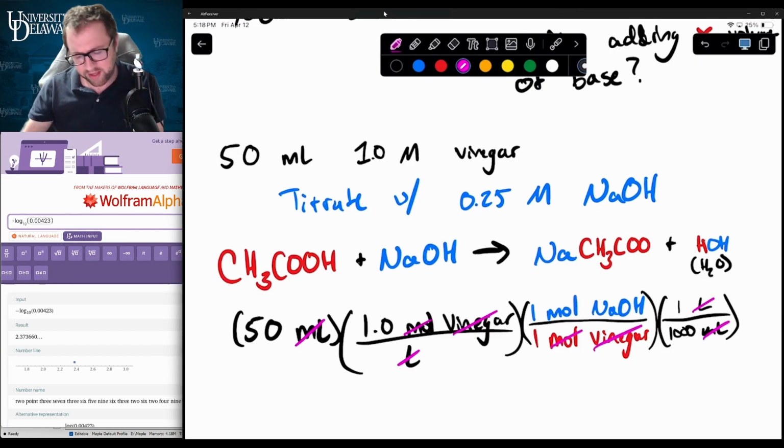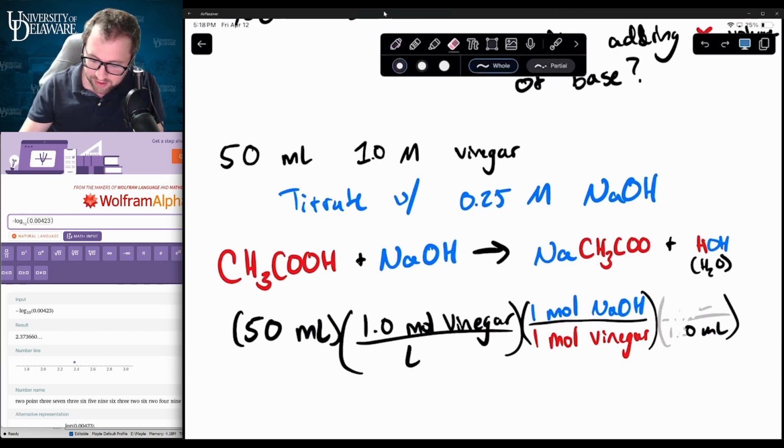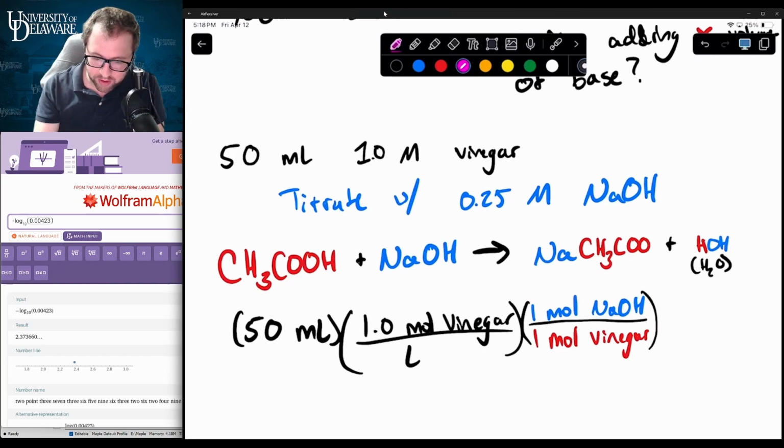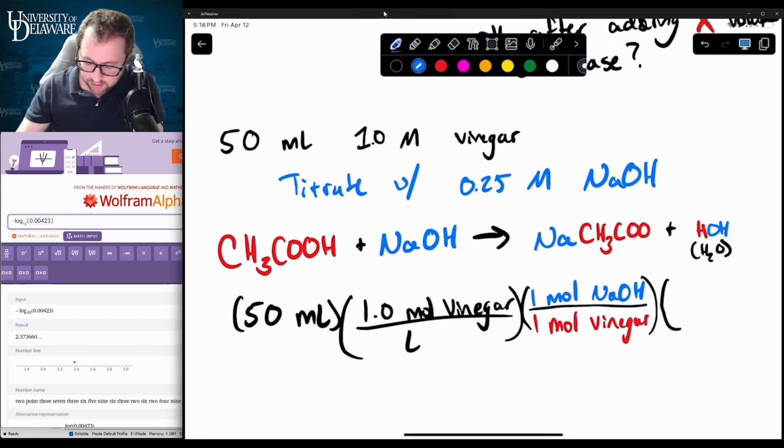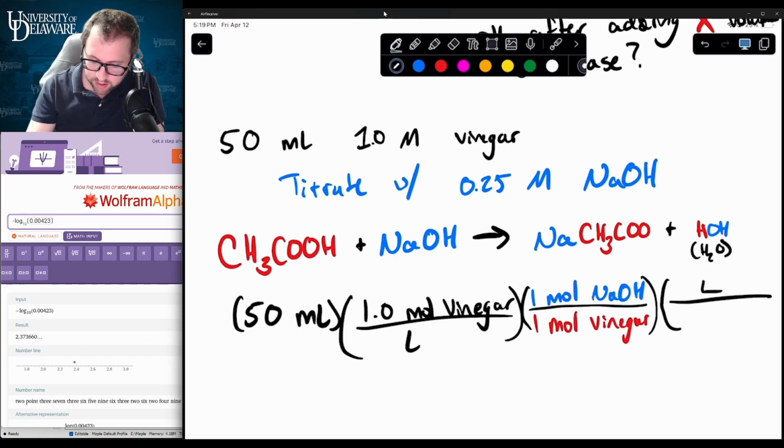And why am I left with moles of sodium hydroxide? Because we're not done yet. We don't need this step, right? That would be if I wanted to know how many moles of sodium hydroxide I needed to neutralize this. But we're told the molarity of sodium hydroxide, right? So we can take that and we can convert 1 liter per 0.25 moles of sodium hydroxide, right?